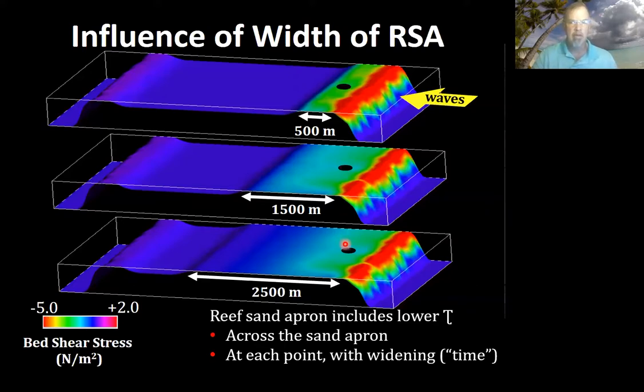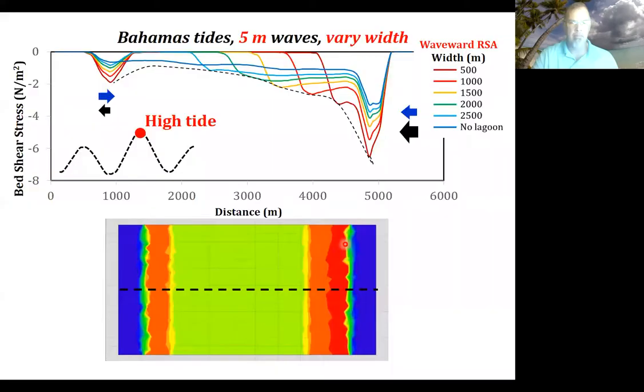We can look at this in a slightly different graphic. This plot shows a transect across the center part of the model. This plot shows bed shear stress for different reef sand apron widths. So all we're doing is varying the width of the reef sand apron on this side. This is during the last gasp of high tide; the tide was actually just coming in a little bit. Again, you see the same thing: the narrow reef sand apron has the highest bed shear stress, and with each progressive widening, at any one point, we get progressively decreasing bed shear stress. So it's kind of an envelope which decreases like that.